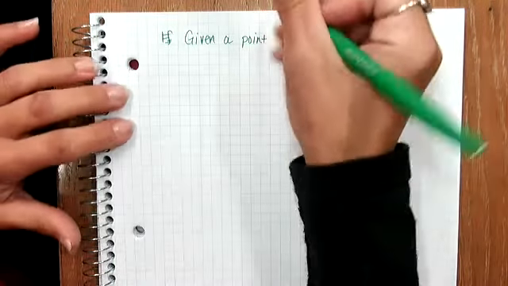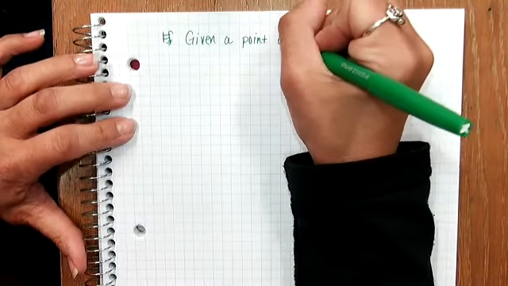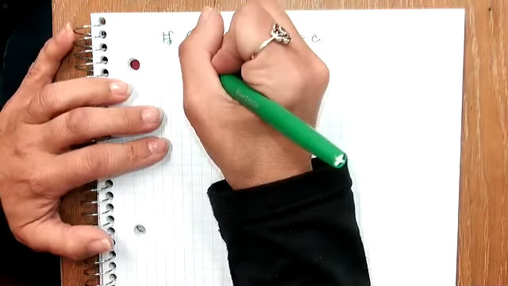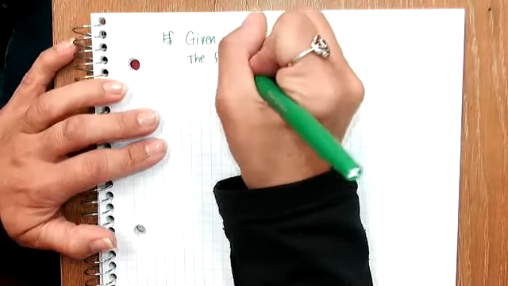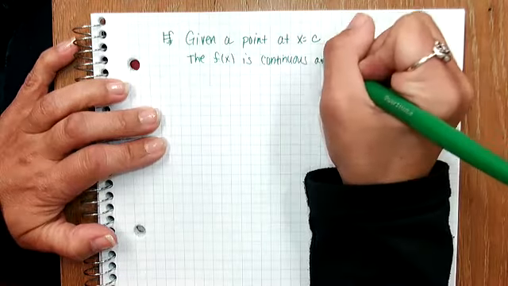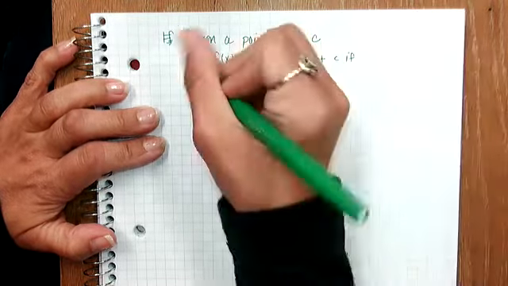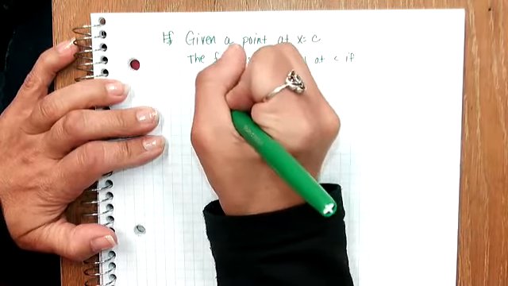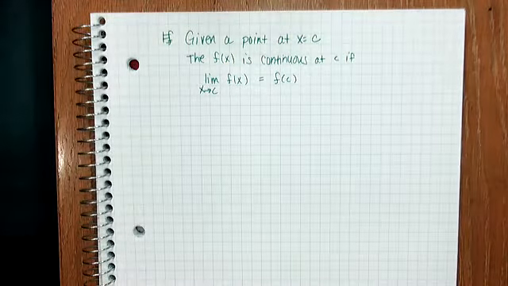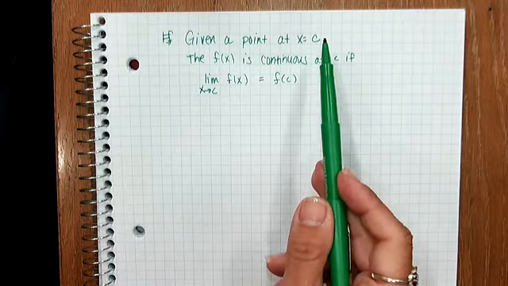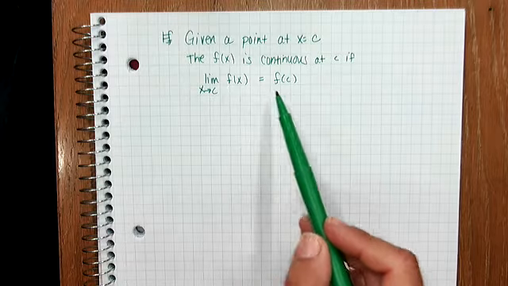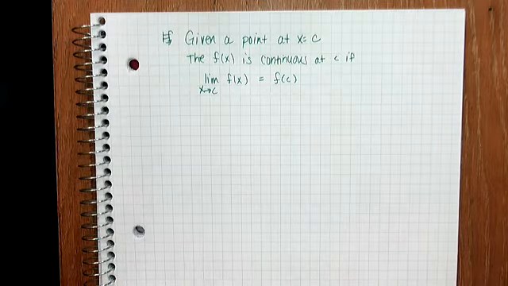Okay, so you're given a point at x equals c. The function is continuous at c if the limit as x approaches c of the function is the same as the exact value of the function. So you have some value c. If the limit as x approaches c of the function is the same as the exact value, then we say it's continuous.